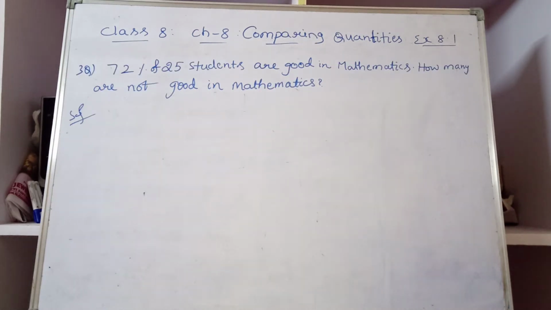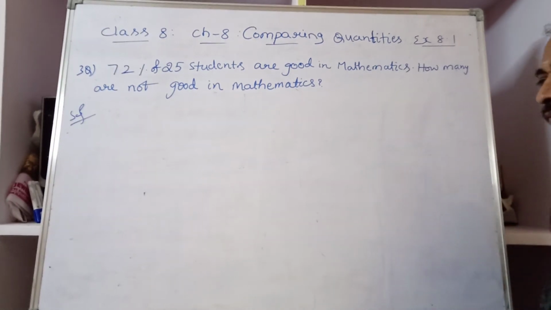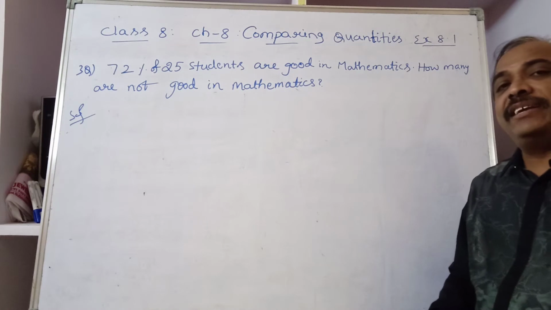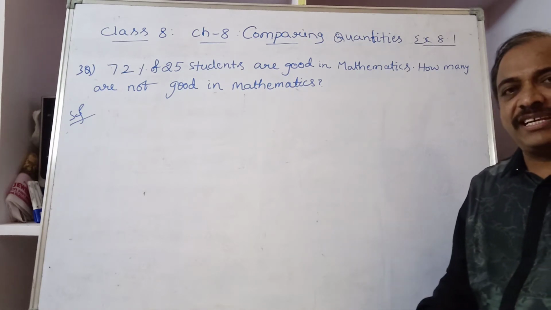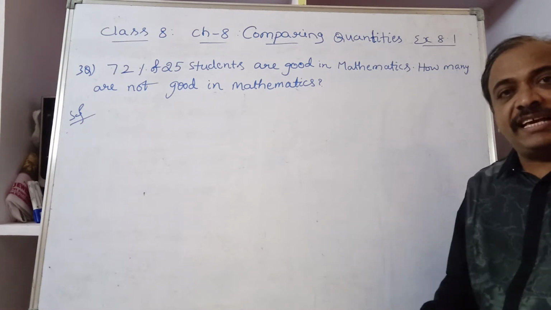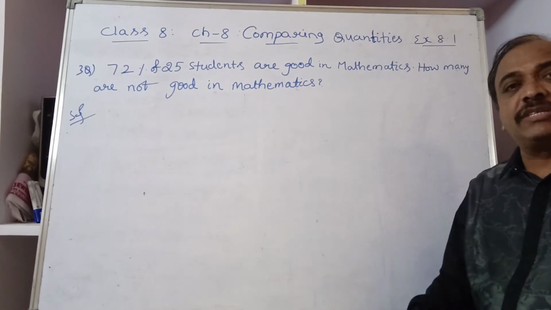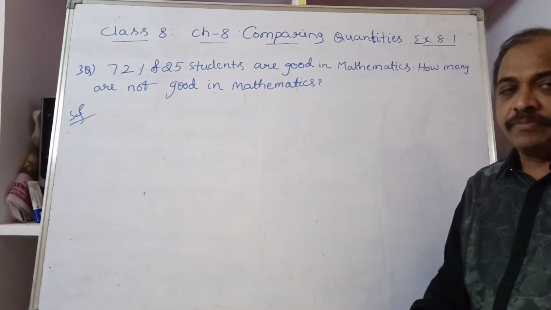Now question number 3. 72% of 25 students are good in mathematics. How many are not good in mathematics? So how many students are there totally? 25 students. In that, what is the percentage? 72% of. Of meaning is what? In that 25, 72% of the children.